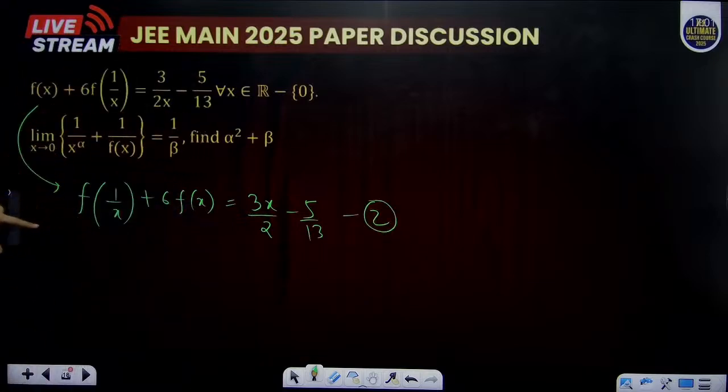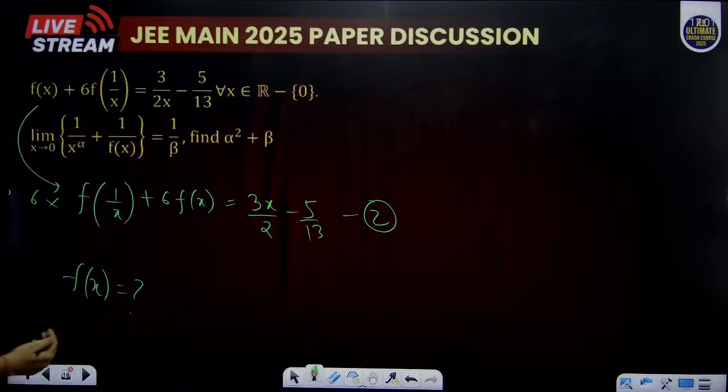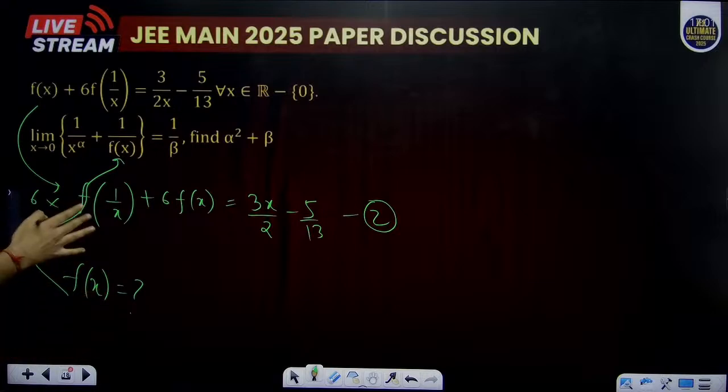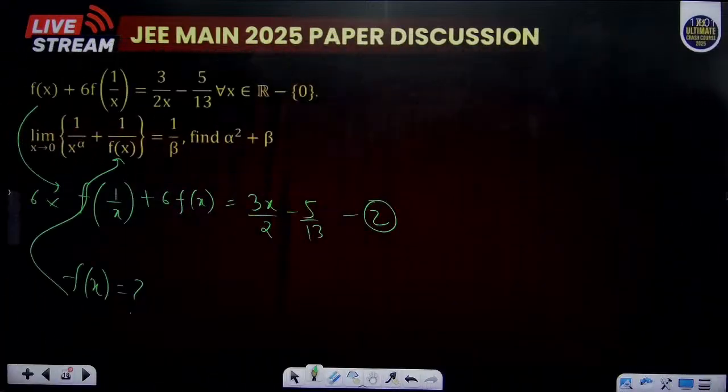Can you eliminate f of 1 by x from these equations? You will get the value of f(x). So what you can do is simply multiply it by 6. Once you multiply it by 6, 6 times f of 1 by x will be generated. When you subtract these two equations, you will get your function f(x). Once you have the function f(x), you will substitute it here. You will find the values of alpha and beta by substituting the limits. These type of questions you have seen in functions, functional equations.